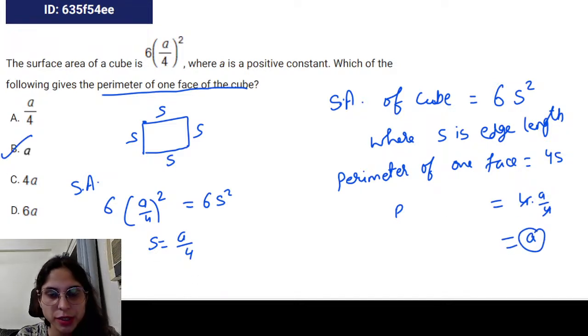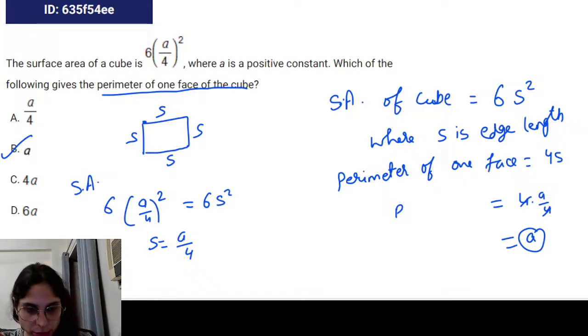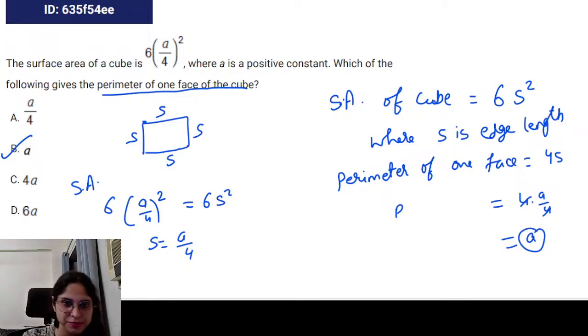So over here you need to know the formula for surface area of a cube, and then in a cube all your faces are squares. That's what you need to know. So it's 6s squared, so the value of s is going to be a over 4, and then perimeter is going to be 4s, so 4 times a over 4 is going to be just a. So that's your answer.